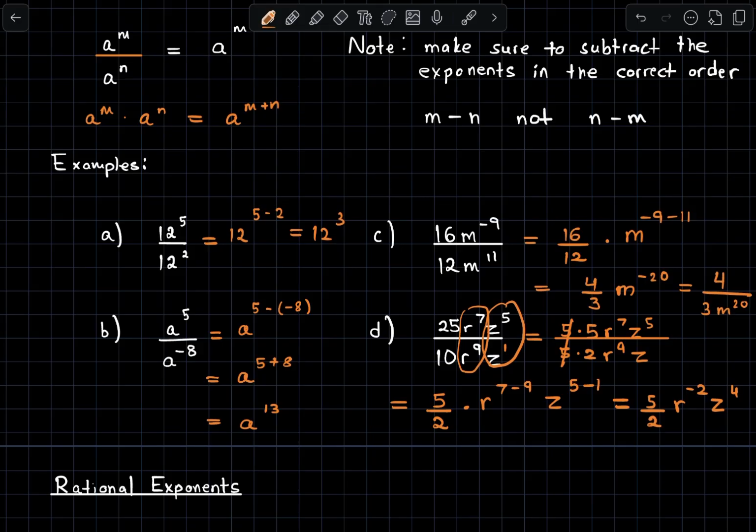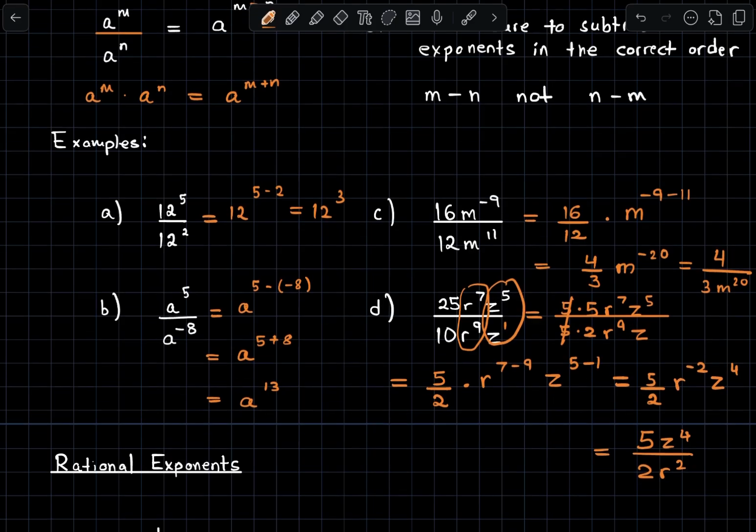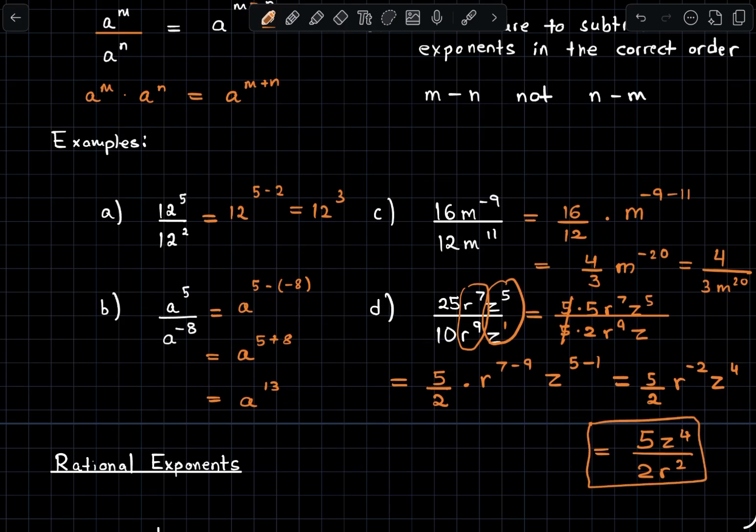Okay, now we're not 100% done yet. Remember, we have a negative power. That's going to come into our denominator. So 5z to the 4th is in our numerator, 2r to the 2nd power. So that r is going to go into the denominator, and we're going to make that exponent positive. And this is going to be our final answer here.